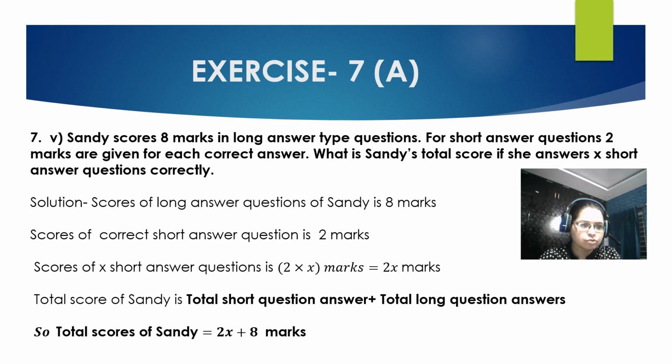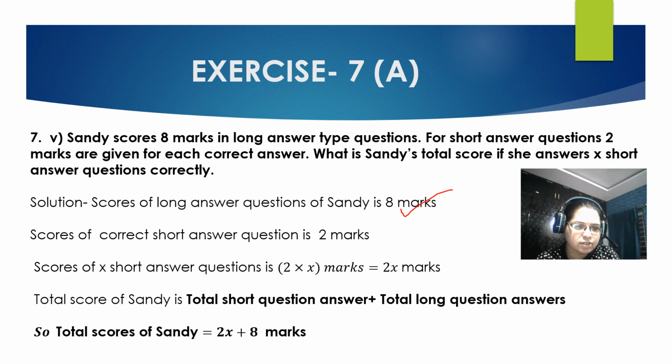Now we'll solve question number 50. Sandy scores 8 marks in long answer type questions. For short answer questions, 2 marks are given for each correct answer. What is Sandy's total score if she answers X short answer questions correctly? Sandy scores 8 marks for long answer type questions.